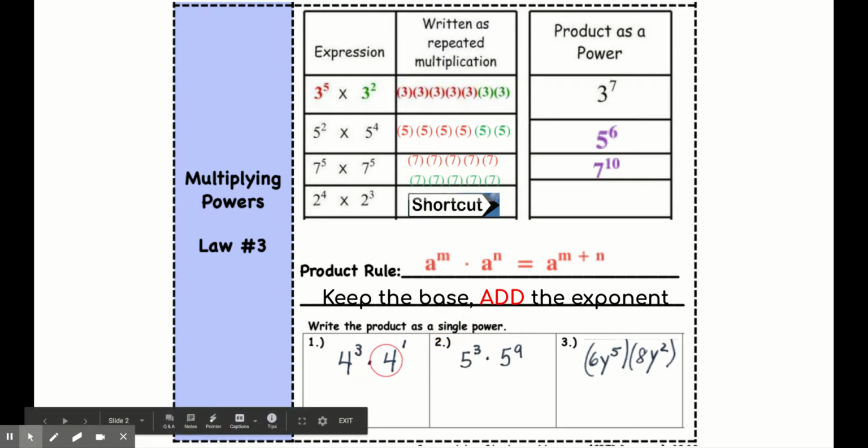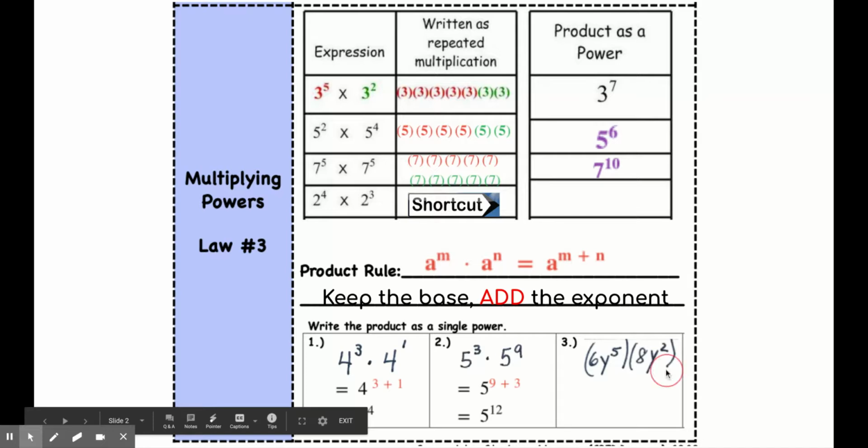So I can clearly see that my base is the same. Here in the first example it is 4. So I can take my exponents and add them. I can do 3 plus 1. And now when I write this as a single power, I have 4 to the fourth power. Today we're not evaluating. We're stopping right here. Okay. Next example, I have 5 as my base. It's the same. So I can take 3 and 9 and add them to get 12.